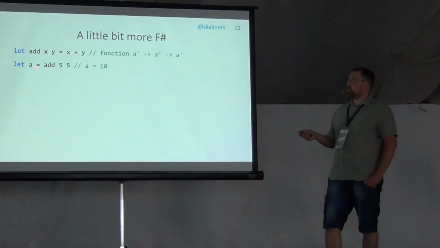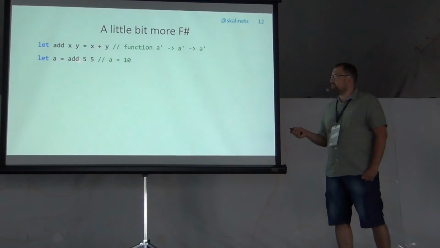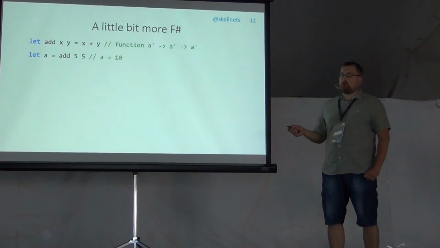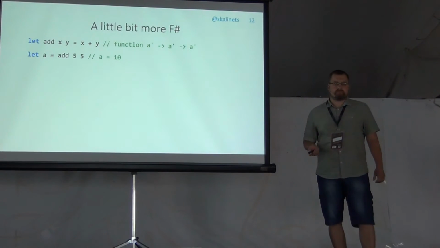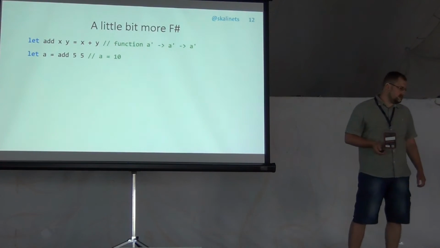Okay, this is how we invoke this function. After this code is executed, A will equal 10, because we just called the function add, passing 5 and 5. It should also be understandable.